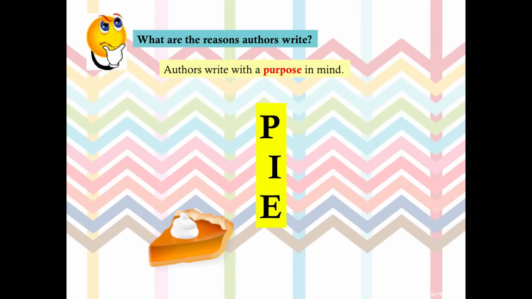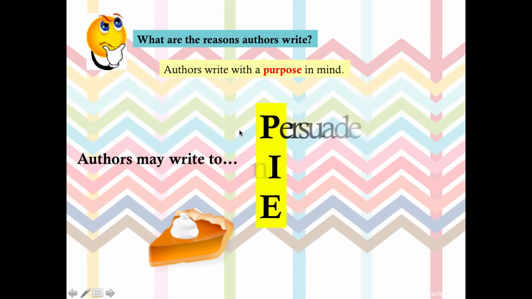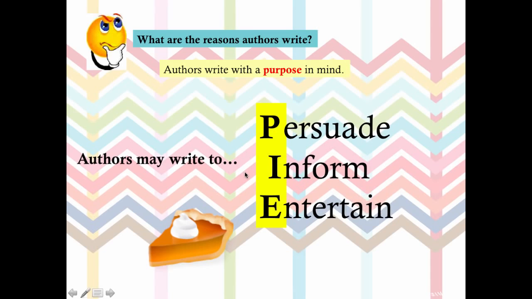Pie, P-I-E. So when I ask myself, what are the reasons authors write, I can remember that authors may write to persuade, inform, or entertain. And I can always remember those three types of writing if I remember pie: persuade, inform, and entertain. Remember, persuade means you're going to convince someone to do something or maybe to see something from your point of view.